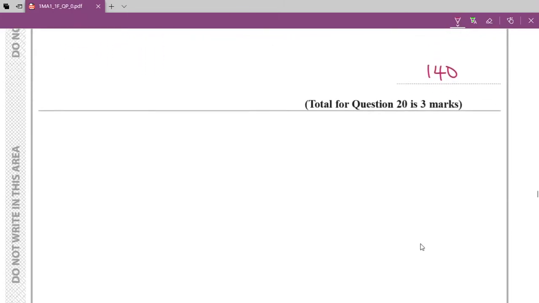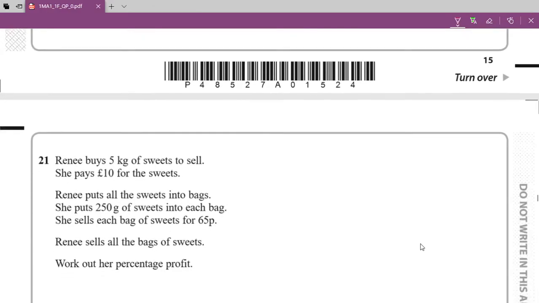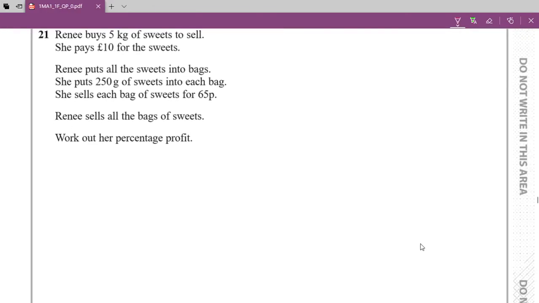So we go to the next question. That's question 21. Rini buys 5 kilograms of sweets to sell. She pays £10 for the sweets. Rini puts all the sweets into bags. She puts 250 grams of sweets into each bag. She sells each bag of sweets for 65 pence. Now, Rini sells all the bags of sweets. Work out her percentage profit.